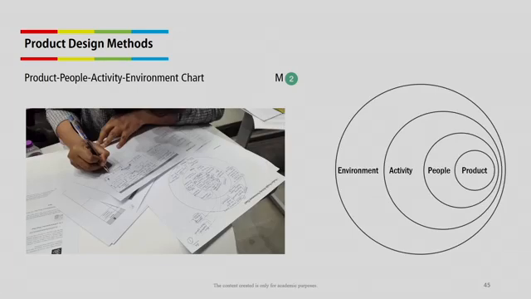Next method is product, people, activity, environment chart, where we will be observing within an environment what activities are done, who the people involved in this process are, and what the products are in the environment. So, here we are seeing the relationship between all the products, people, activity and environment.